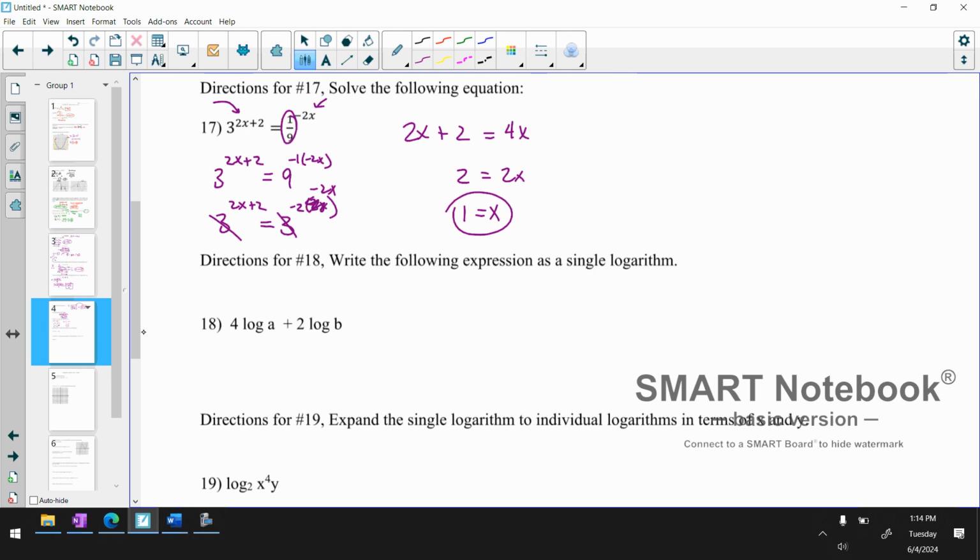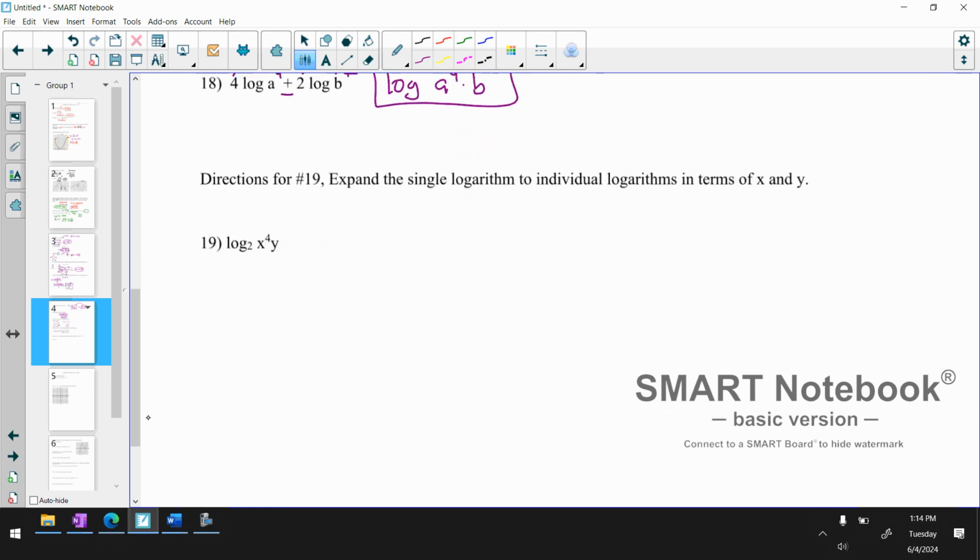Next one's exponents, or logs, sorry. 3 rules. Number in front becomes an exponent. Addition becomes multiplication. Division becomes subtraction, vice versa. So this becomes log of a to the 4th times b squared. Done. That's all you have to do. And then this next one is just going the opposite way. 4 log base 2 of x plus log base 2 of y. These bases are always going to be the same in this type of question.